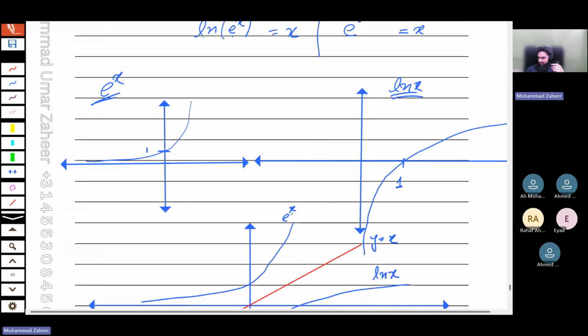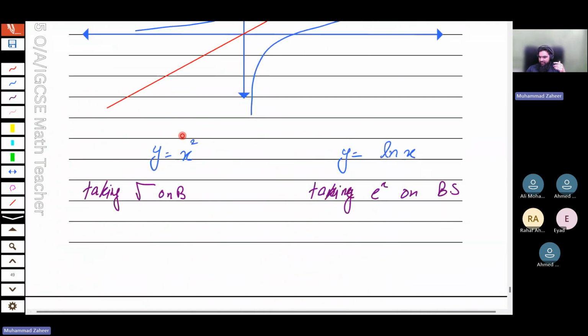And I think I gave you the example of the square root as well. For example, if you have y is equal to x squared and you want to remove the square, what you will do is take the square root on both sides. So square and square root will be cancelled out, and you will get x. In the same way, if you want to remove the natural log, you have to take the exponential on both sides. So e raised to power y is equal to e raised to power natural log of x. So exponential and natural log will be cancelled out. The final answer you will get is x.